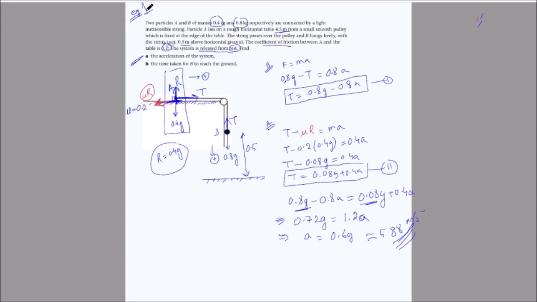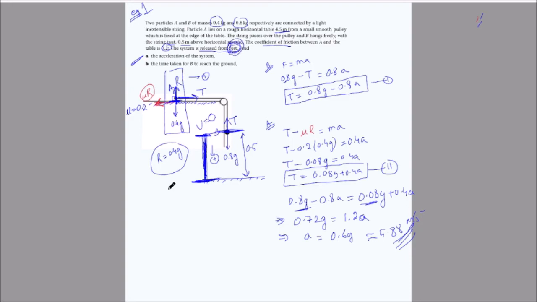And for part B, we need to find the time taken for B to reach the ground. B is actually moving in this vertical direction. From this point, B will reach the ground. So we need to find the time taken for B to reach this point. This is the journey of B. They started at rest, it's already mentioned.